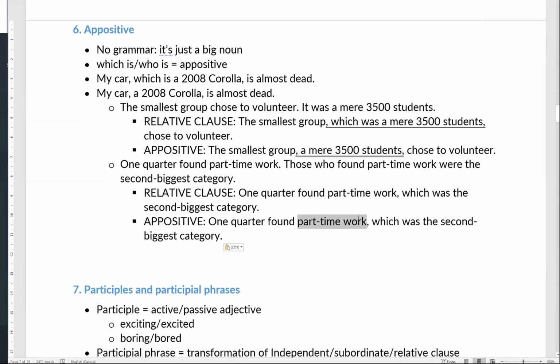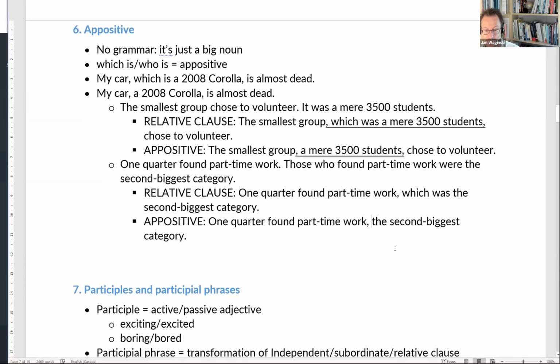One quarter found part-time work, second biggest category. Yep, the second biggest category. Right, because part-time work is the second biggest category. They're exactly the same thing. Right. So that's a great structure.